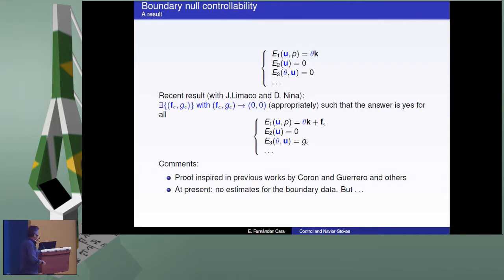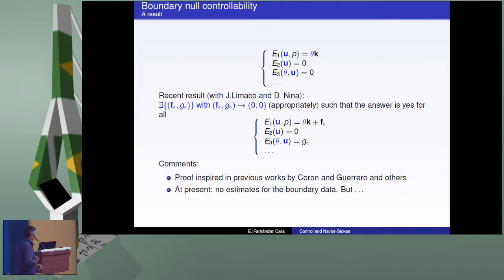Look at this. If we had a good estimate here for the boundary data, then we would be able to pass to the limit as epsilon goes to zero, because we know that the right-hand side goes to zero. Unfortunately, it seems at present that in order to get the result for a system like this, at the same time as F epsilon and G epsilon go to zero, the boundary data that we have to put for U and theta, the control that we have to use, increases.